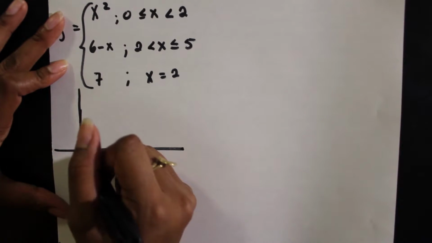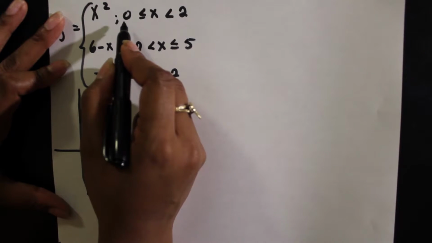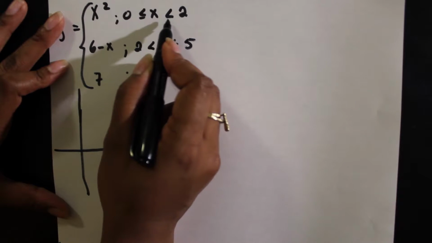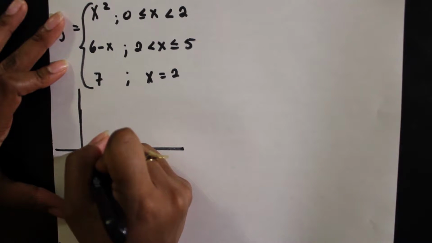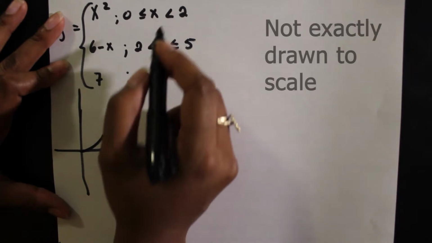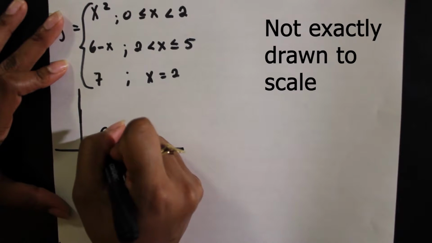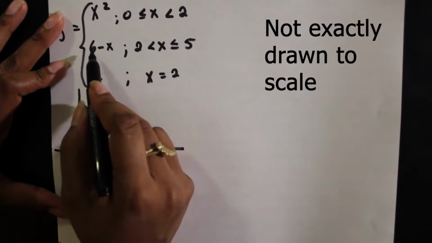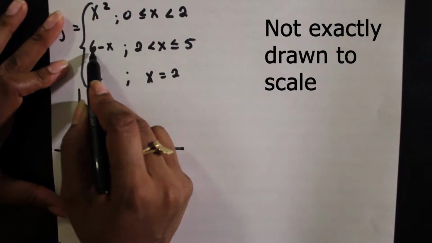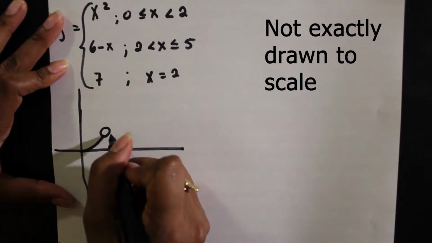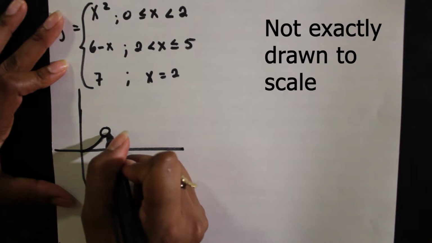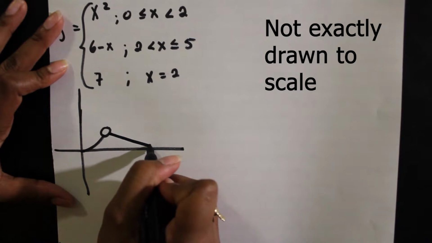So first, let's think about the x squared. x squared goes from 0 to 2, but does not include the 2. So from 0 to 2, but since it does not include the 2, we're going to use an open circle. And then we need to graph 6 minus x from 2 to 5. So that function will look like this.